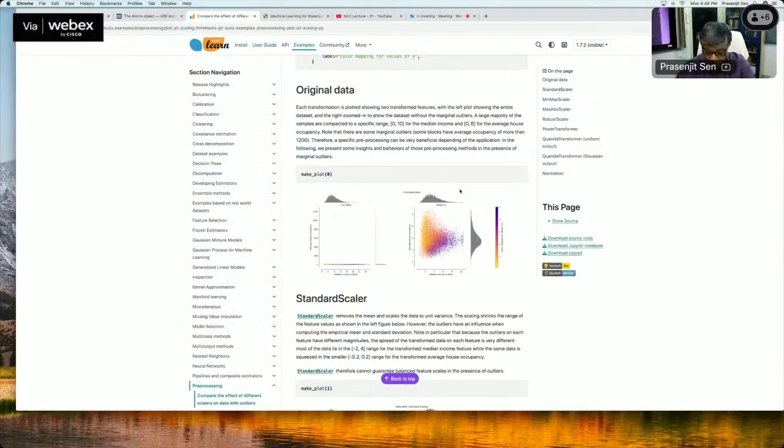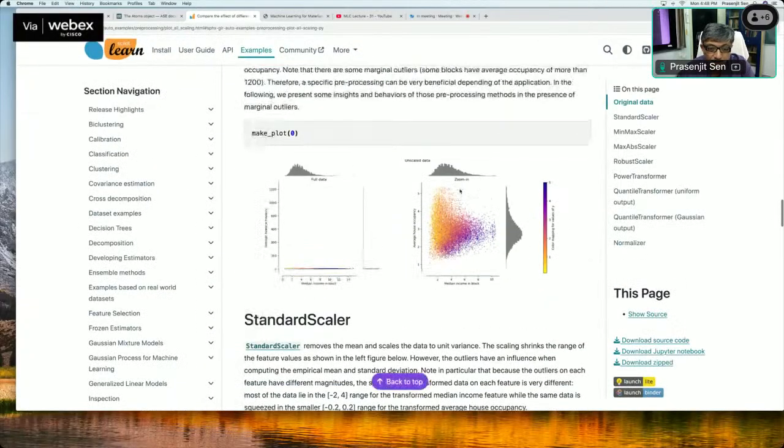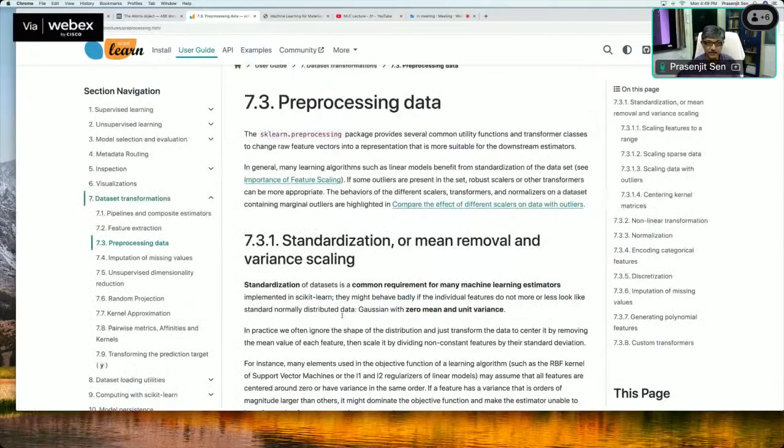Yeah, so let me increase this a bit. So here is the original data, and two features are shown here. So the x-axis is one feature, the y-axis is another feature.